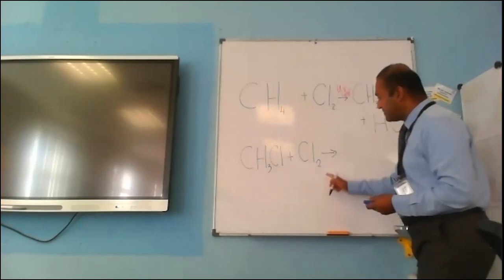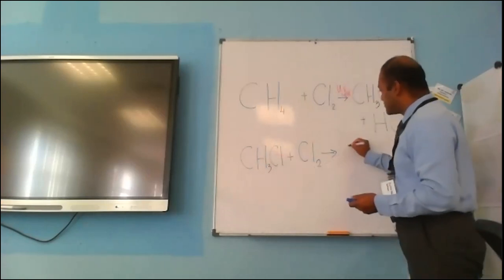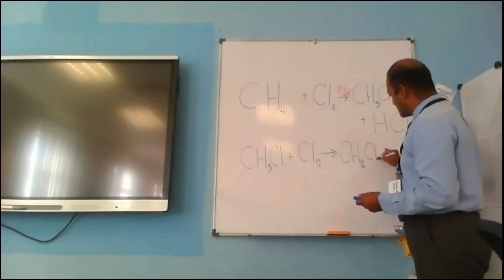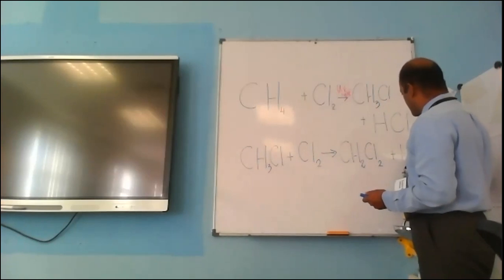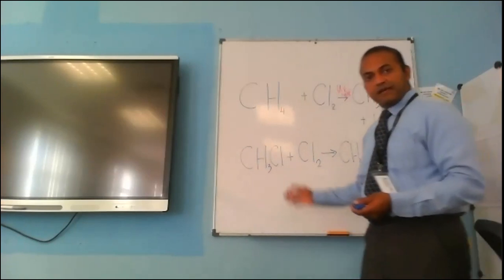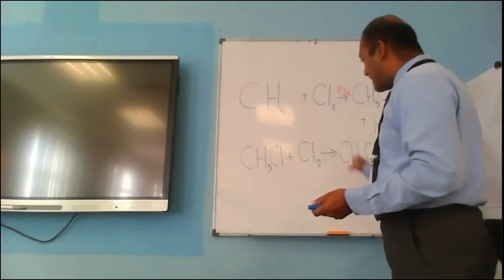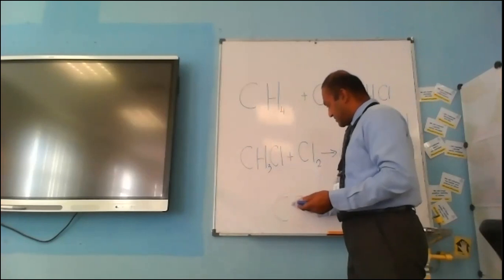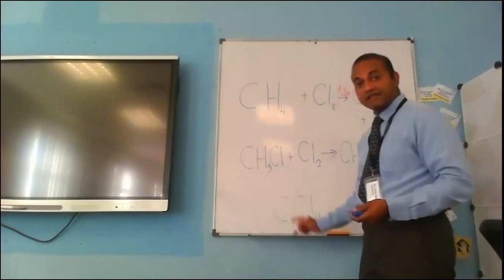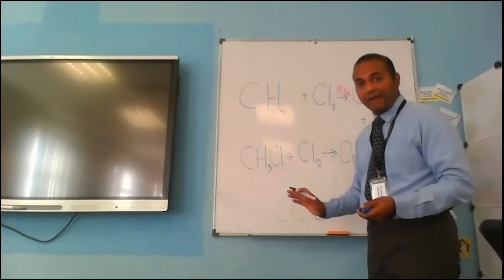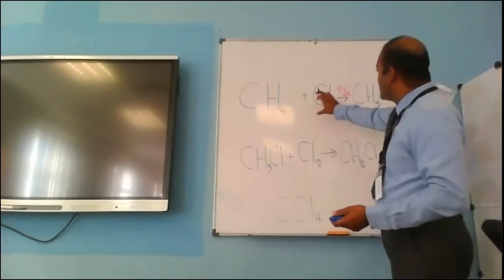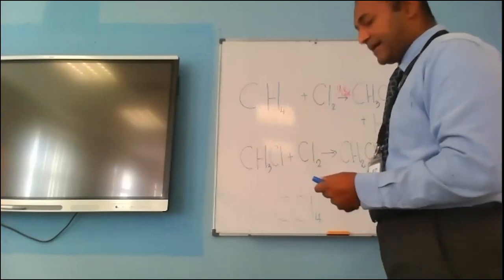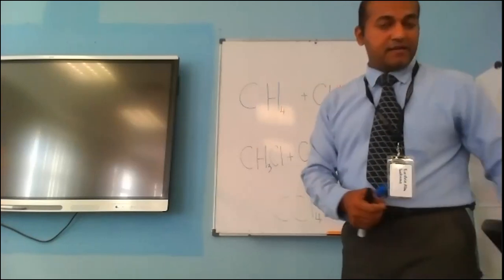so what happens? Same thing, chlorine substitutes another hydrogen. You may ask, can it continue? Yes, it can continue until finally you substitute all this hydrogen and produce CCl4, tetrachloromethane. It can happen. But my idea is, as long as you understand this concept, you can try with any compound. You can try with ethane, propane, and butane.